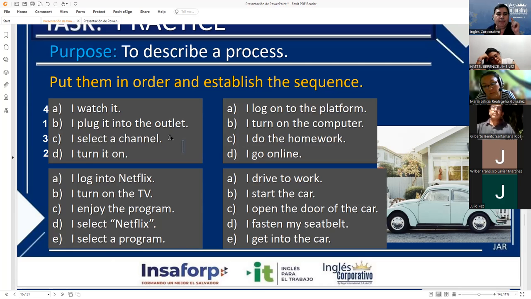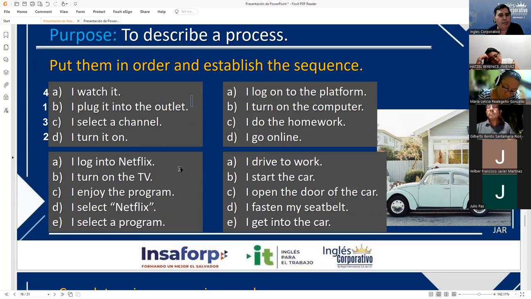First, I plug it into the outlet. Next, I turn it on. After that, I select the channel. And finally, I watch it. Okay? That is the sequence. What about the next one? This is for watching TV.